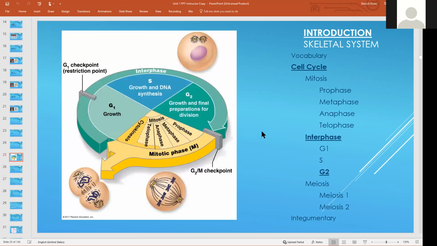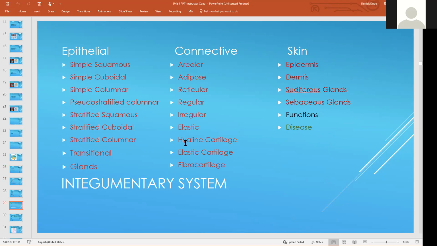Man, there should be a picture somewhere. Let me see if I can find one real quick for mitosis. All right, let's go ahead. We'll stop sharing that, and pin me, and then we're going to share right here.